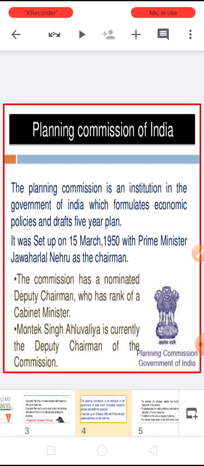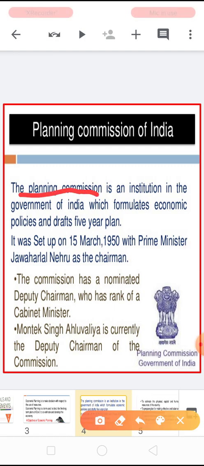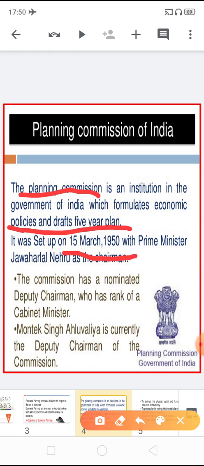As I just said, we are talking about the Planning Commission of India. So, children, the Planning Commission is basically an institution in the government of India which formulates the economic policies and drafts five-year plans. It was set up on 15th March 1950 with Prime Minister Jawaharlal Nehru as the chairman. The commission has a nominated deputy chairman who has the rank of cabinet minister, and Montek Singh Ahluwalia is currently the deputy chairman of the Planning Commission.